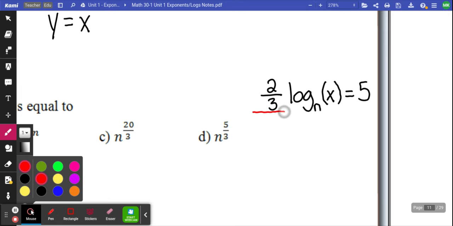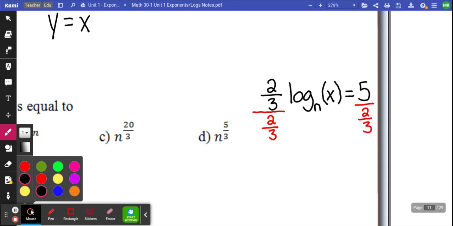So I divide 2 over 3 to the other side. You could multiply by 3, divide by 2. That works too. But I'm just going to divide 2 over 3 to the other side. To put that in my calculator, it looks like this: 5 divided by bracket 2 divided by 3. Notice that I put brackets around the fraction. It's because I'm telling my calculator that's what I want to divide by, the whole thing. You hit enter. It's 7.5.